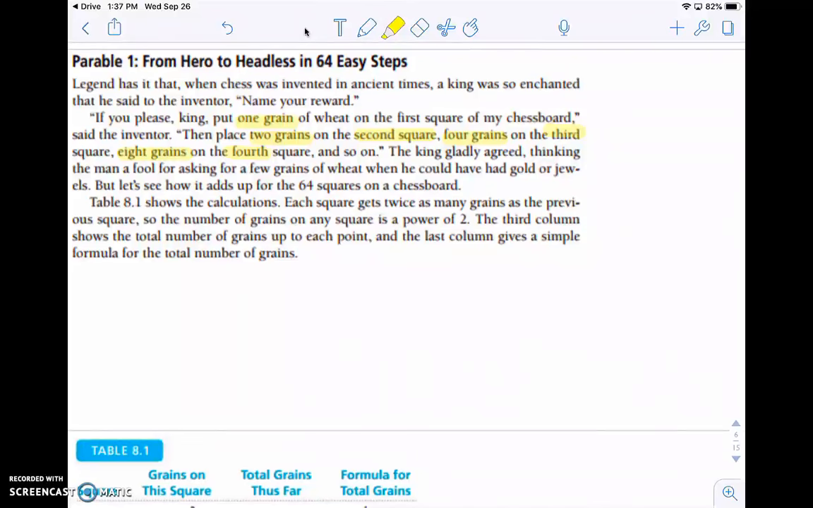Now the king gladly agreed, thinking that the man was a fool for asking so few grains of wheat when he could have had gold or jewelry or anything. But let's take a look. We're going to see how much adds up when we get to all 64 squares on the chessboard.